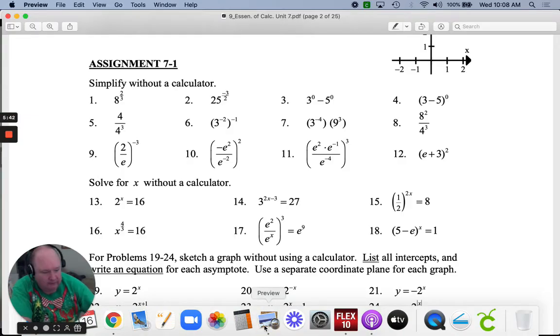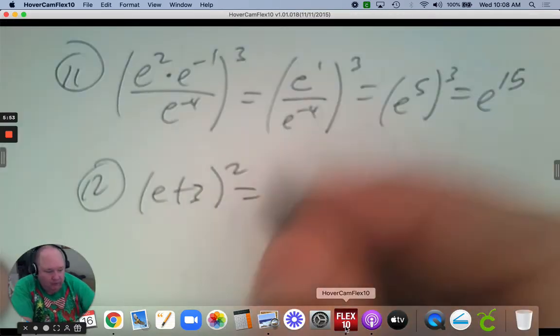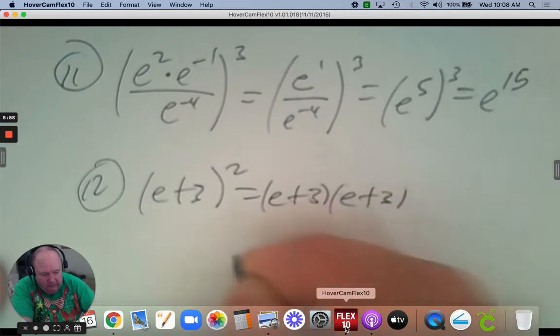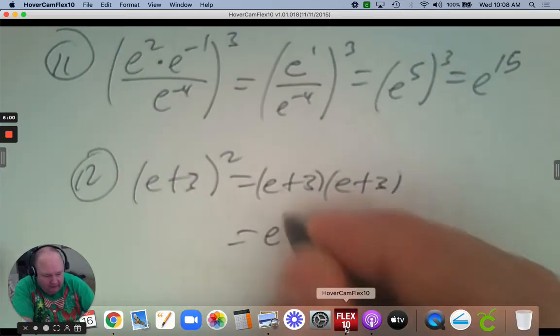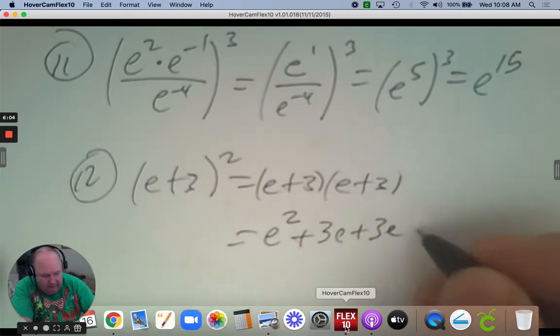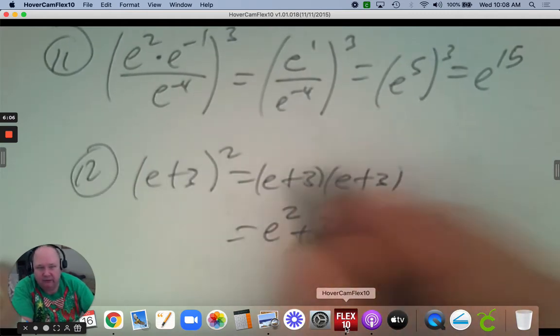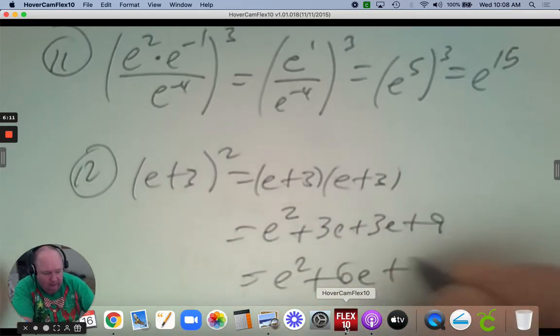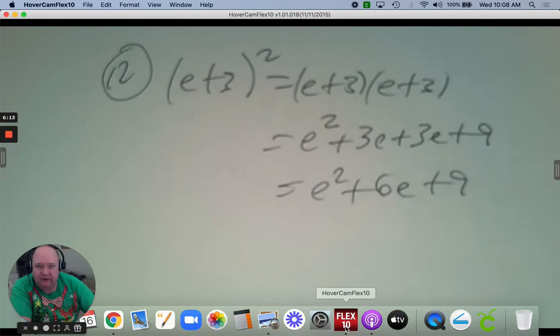Number 12, the last one of these. e plus 3 squared means I'm going to FOIL. So there's no rule here. This is e plus 3, e plus 3. If you FOIL that, you get e squared, 3e and another 3e. And then 3 times 3 is 9. First, outer, inner, last. Combine like terms, and you have e squared plus 6e plus 9.